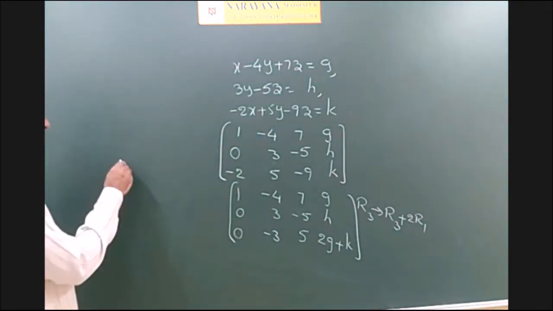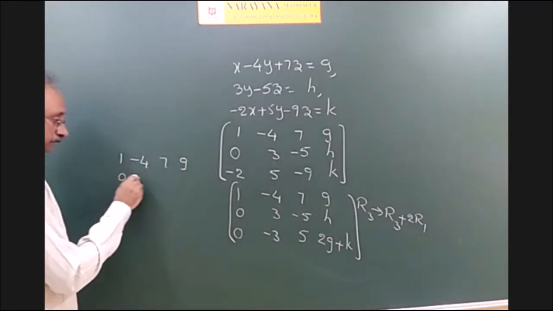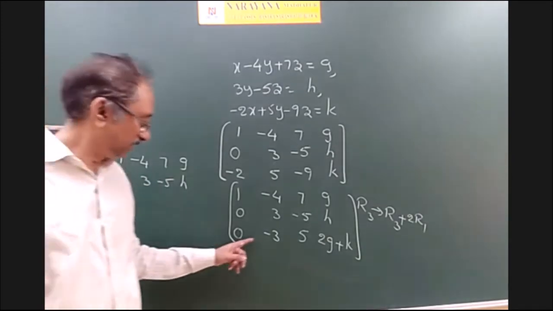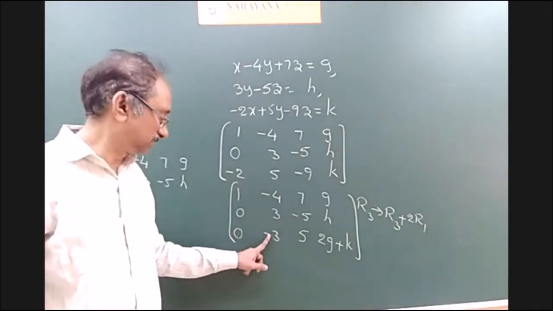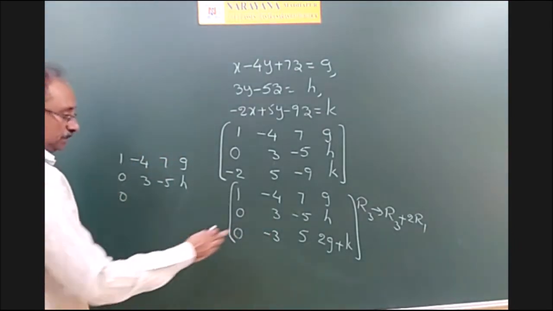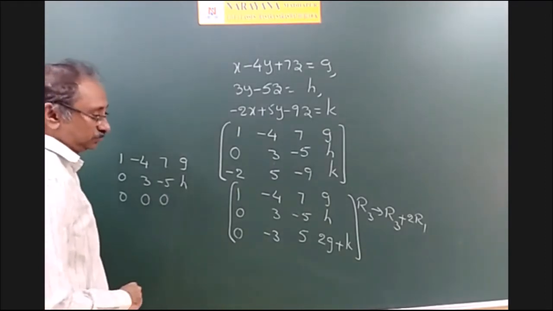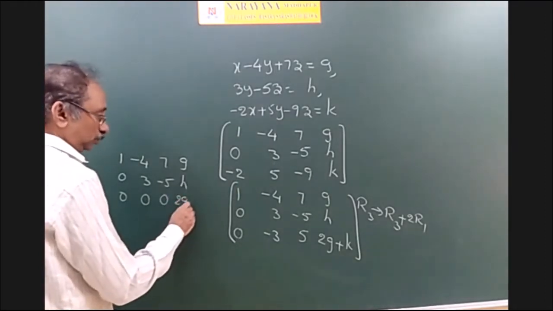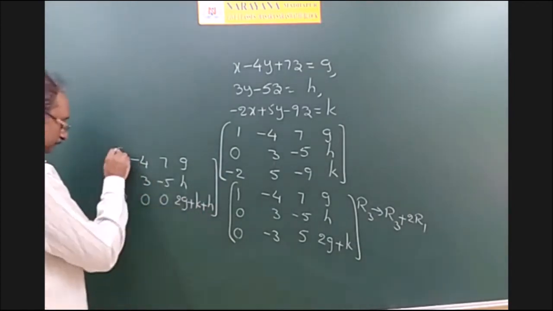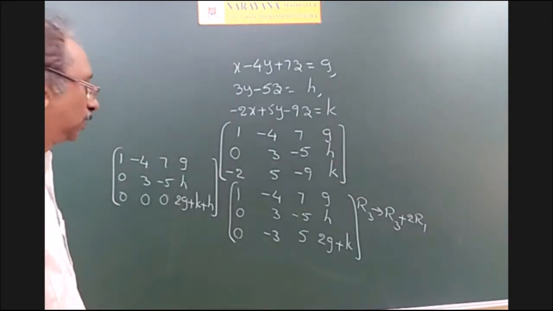And see the next one. 1, minus 4, 7, G; 0, 3, minus 5, H. And see here, we should make this 0. Just add these two rows. 0, minus 3 plus 3, 0, 5 plus minus 5, 0. This is 2G plus K plus H. And now what is the question?